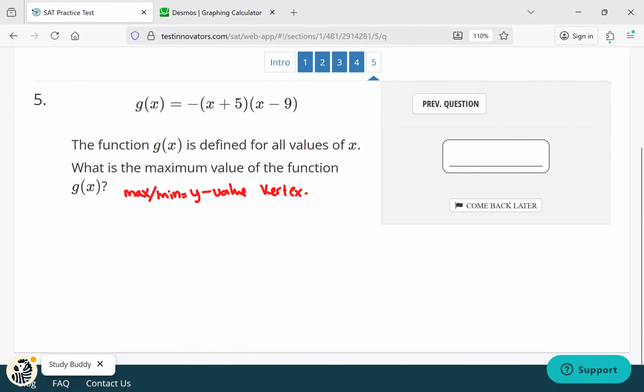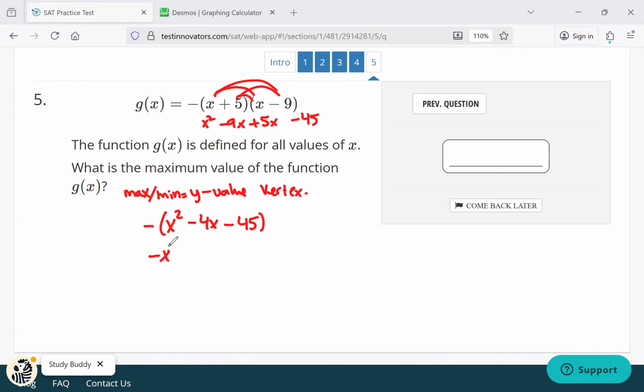Now, if you want to do it the algebraic way, one way is to find the y value of the vertex. You must find the x value of the vertex first. So what I would do is first FOIL this out. It's going to be x squared, negative 9x. 5 times x is 5x. 5 times negative 9 is negative 45. Negative 9 plus 5 is negative 4x. And then distribute that minus. So that's negative x squared plus 4x plus 45.